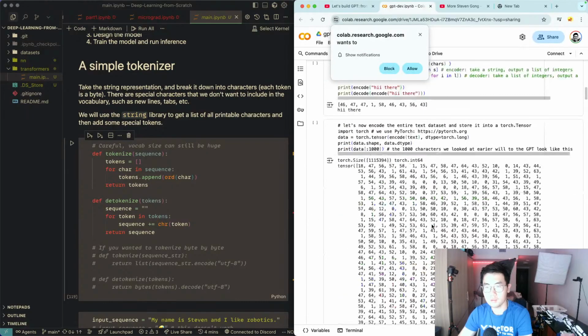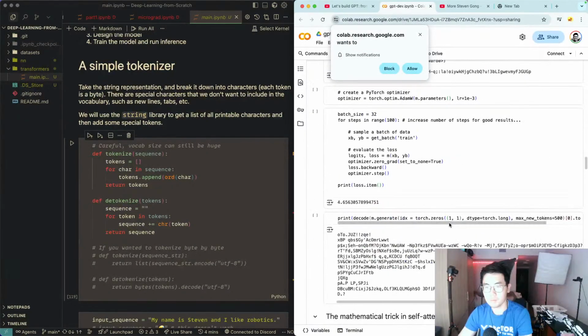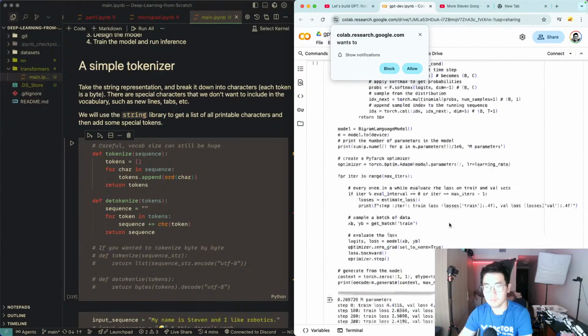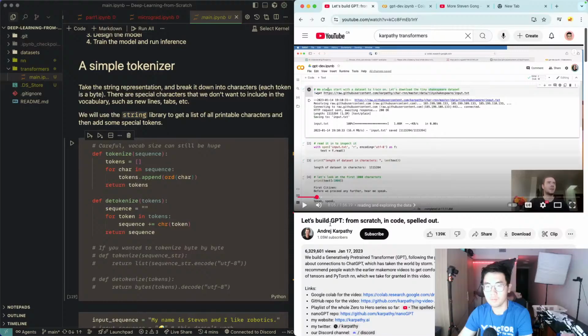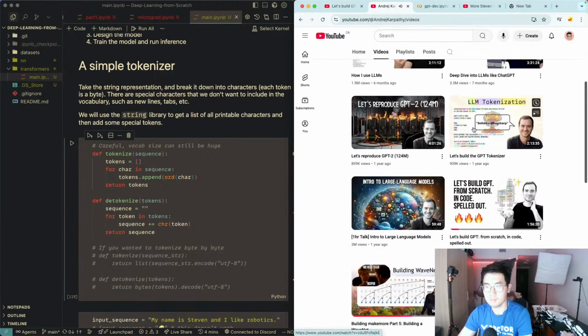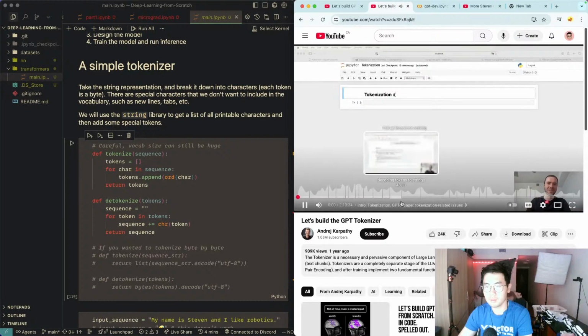Is this already done? So we need to build out GPT, and then there's GPT-2, right?